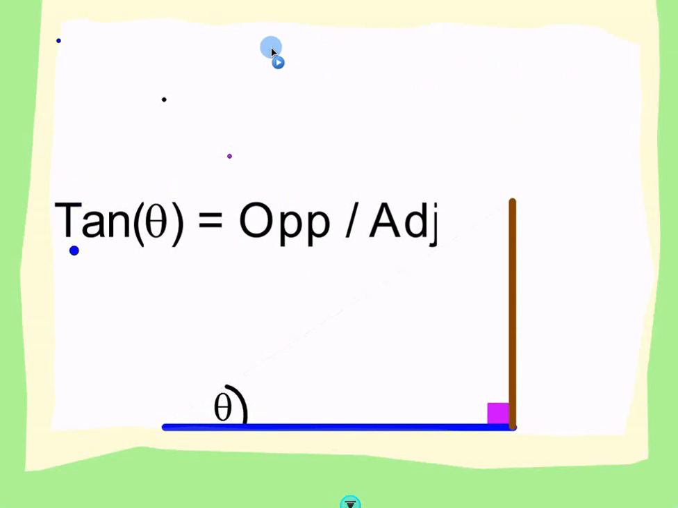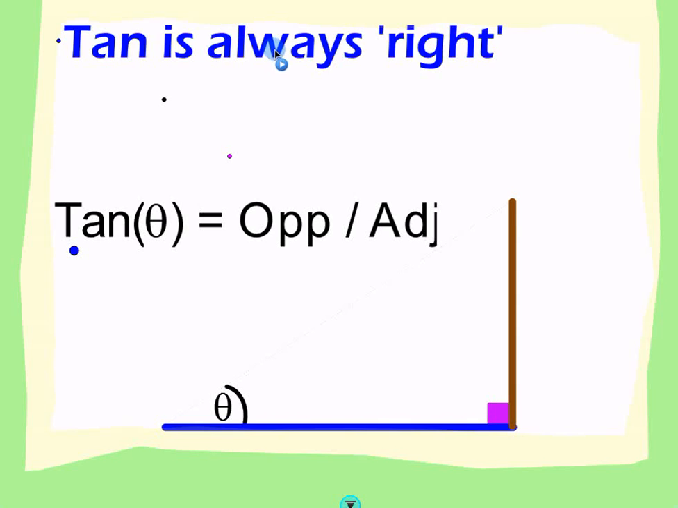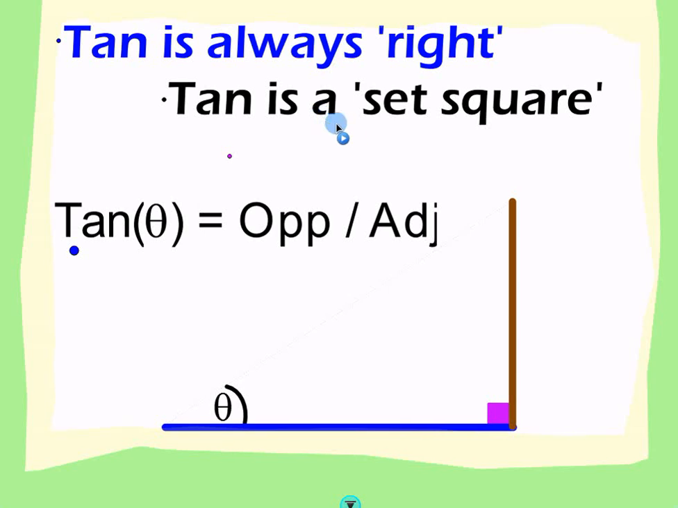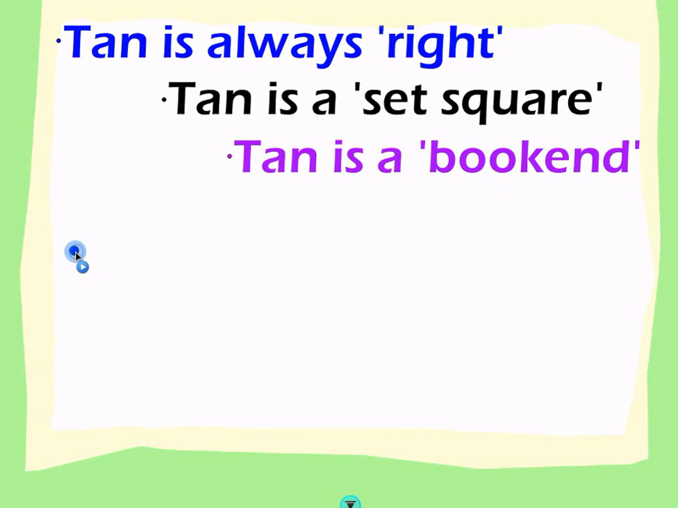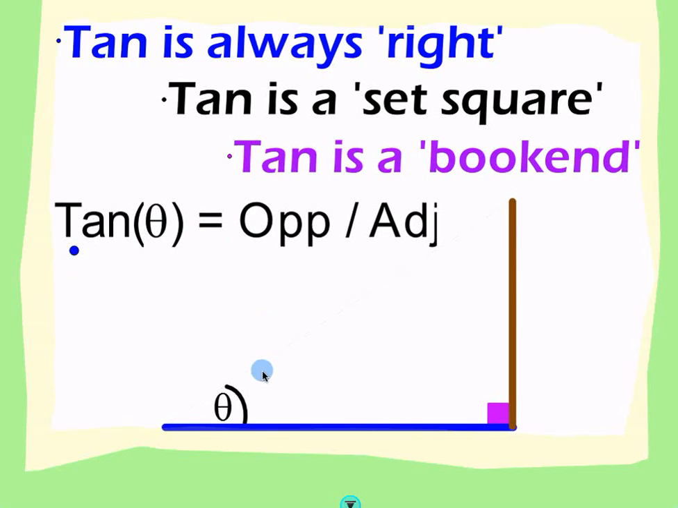And for tan, it's a bit harder to come up with something to remember it by, but you could say it's always right, because it's like a right angle. It's like a set square for those engineers out there. It's like a bookend. So the tan of this angle, when we have to know what this angle is, the tan of it will just be a number, probably expressed as a decimal, say, and that number will be equal to how big this opposite length is compared to how big the adjacent side length is.